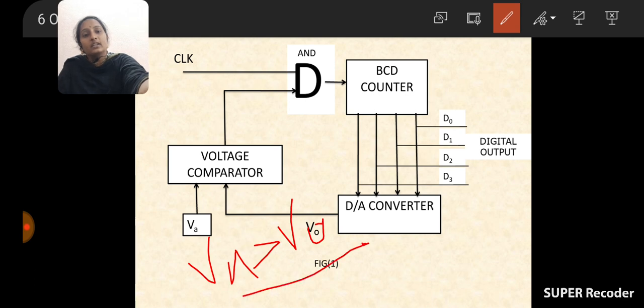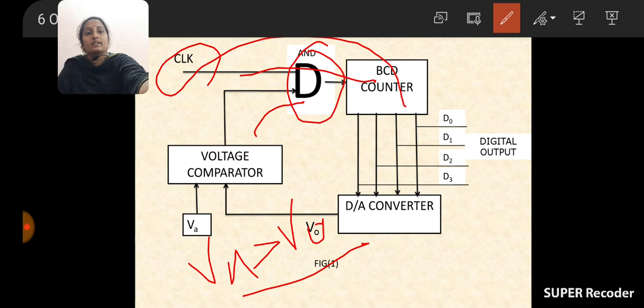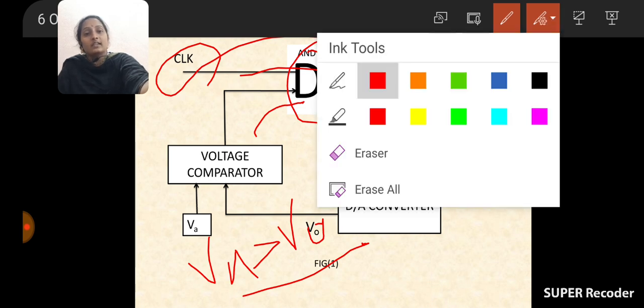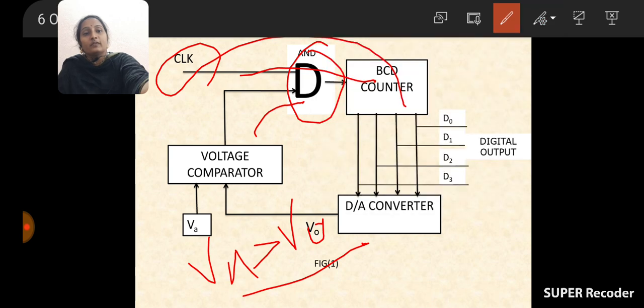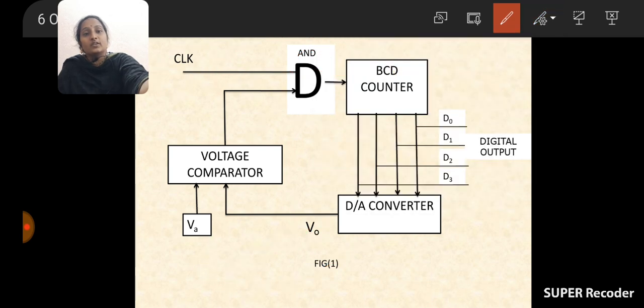Again, if VA is greater than 0, the voltage comparator will produce a pulse and the AND gate acts like a short circuit, and it will allow the clock pulses to the counter. Again the counter starts. So when will it stop counting? When VA is less than V0.